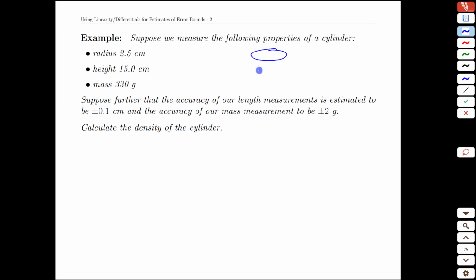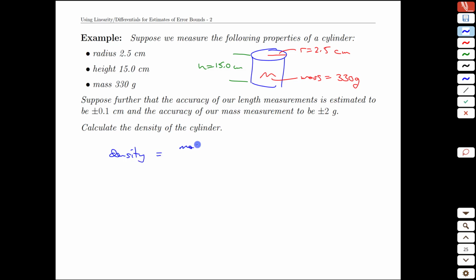All right, let's imagine we have a cylinder, and we've measured some properties of that cylinder. In particular, we've measured the radius as 2.5 centimeters. We've measured the height as 15.0 centimeters, and the mass as 330 grams. First of all, from that we should be able to calculate the density of the cylinder, and that's totally reasonable. The density is going to equal the mass over the volume.